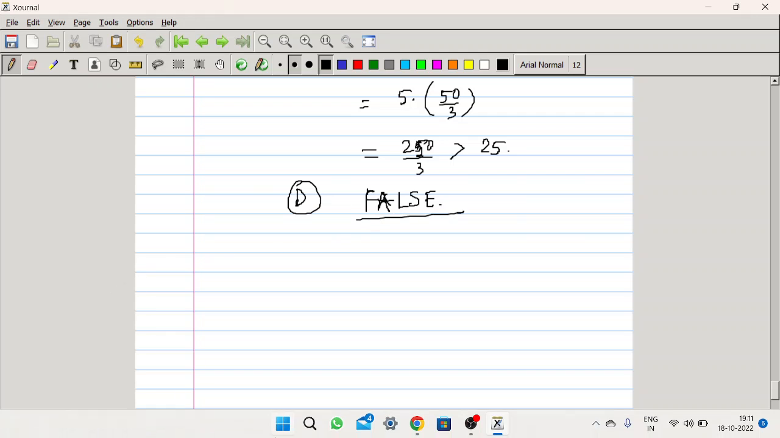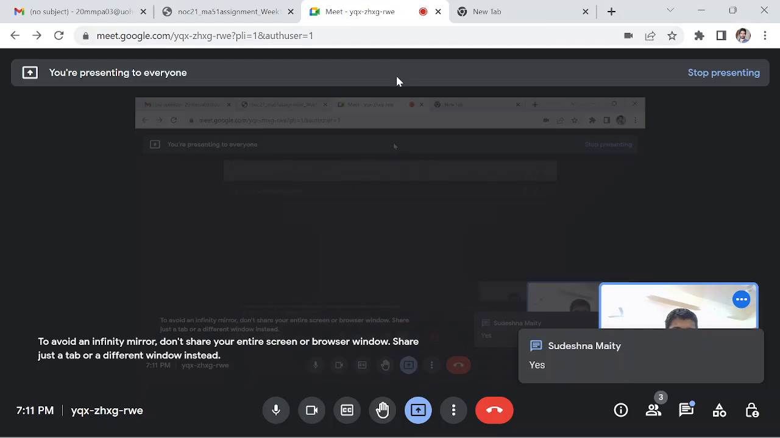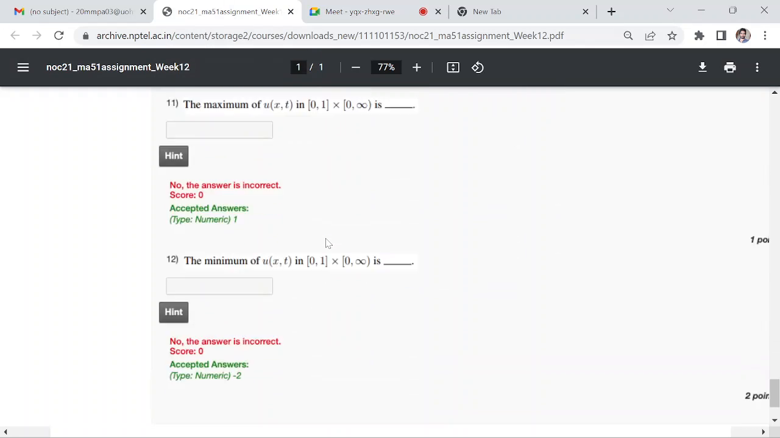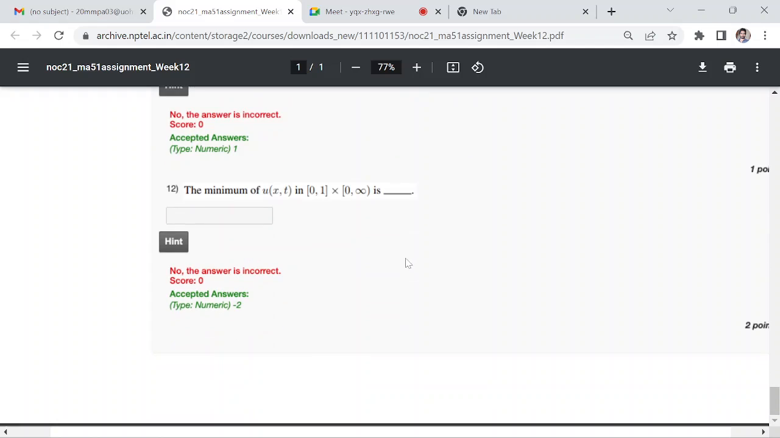Is it clear to you? Okay, so I'll move to the next. Two questions are left. That's the easy question. Same, you have to use the maximum principle. Very easy.